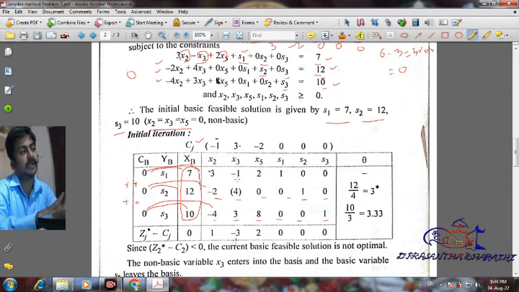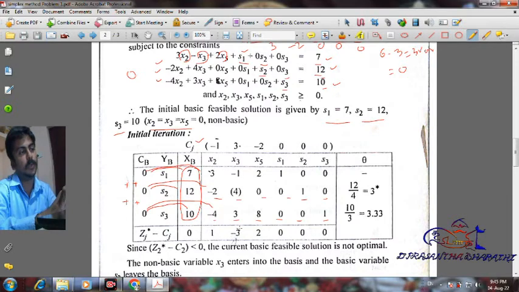So 0 minus of minus 1 will give plus 1, and after that we are having minus 3, and after that we are having 2, and after that we are having 0, and after that 0, and 0 again.